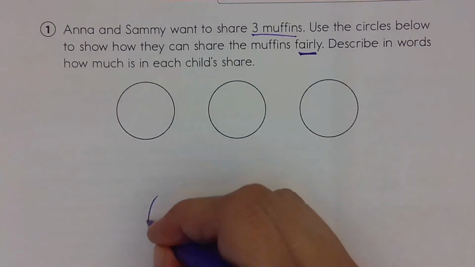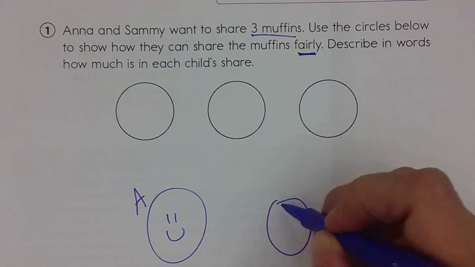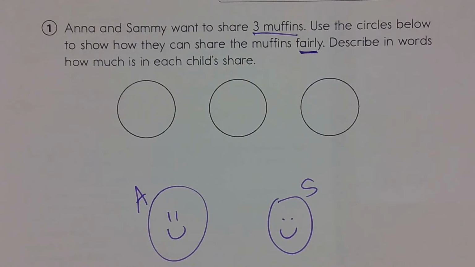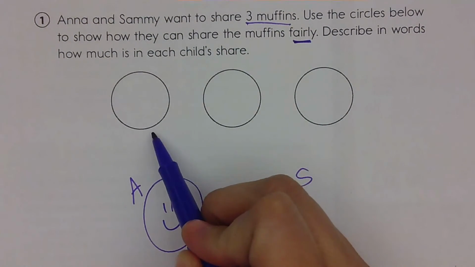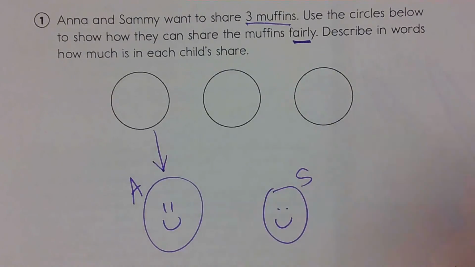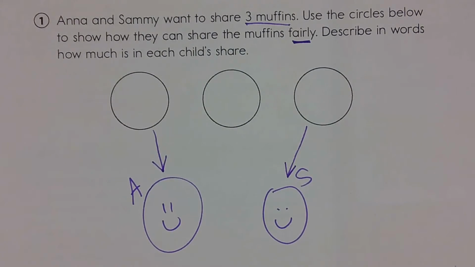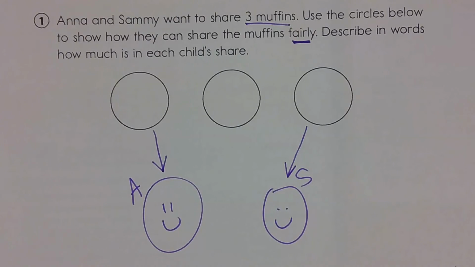So again, we've got 2 kids. Anna, here's Anna with an A, and here's Sammy with an S, okay? Anna and Sammy. They're sharing these 3 muffins, right? So we want to share it fairly. Well, there are 2 of them, and there are 3 muffins. So I think we can say that we can go ahead and give 1 muffin each to the kids, 1 whole muffin. That would be the whole muffin, all of it. They don't have to split that up at all.